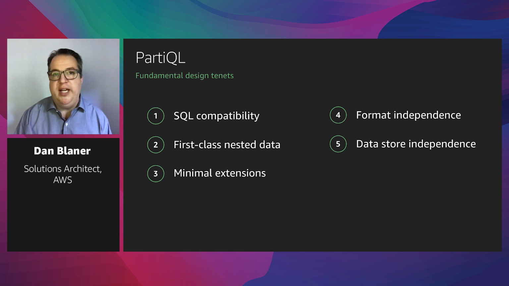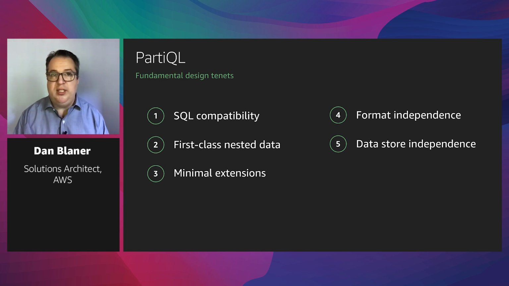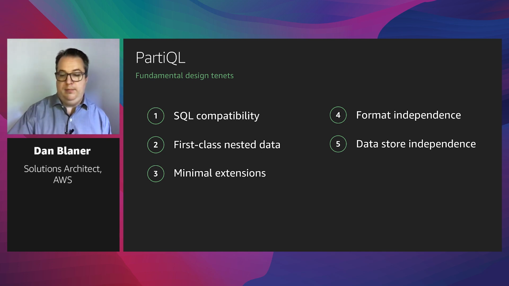PartiQL is currently used in S3 Select, in Glacier Select, and in Redshift Spectrum, and now in QLDB. With PartiQL, you can query data in a relational database, a non-relational database, a data warehouse, or even in a Parquet file sitting in your S3 data lake.